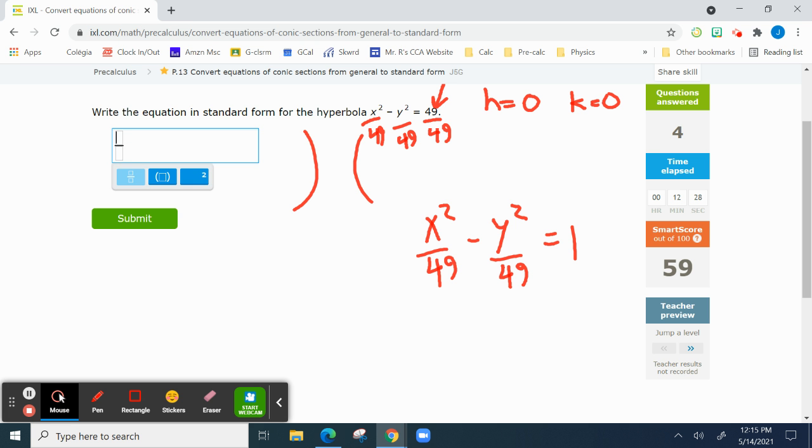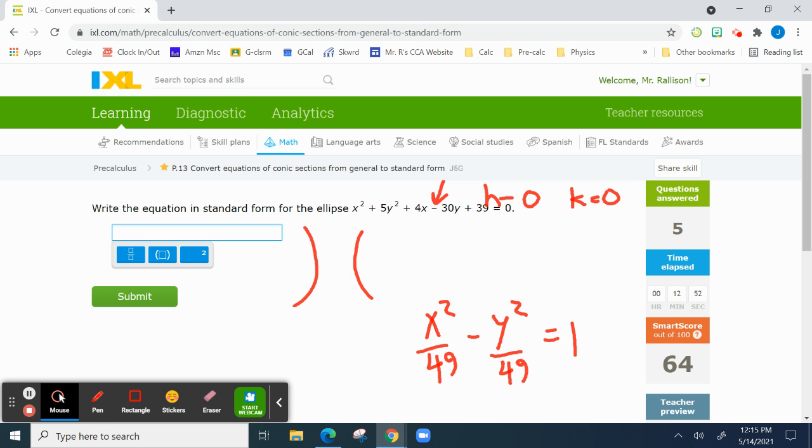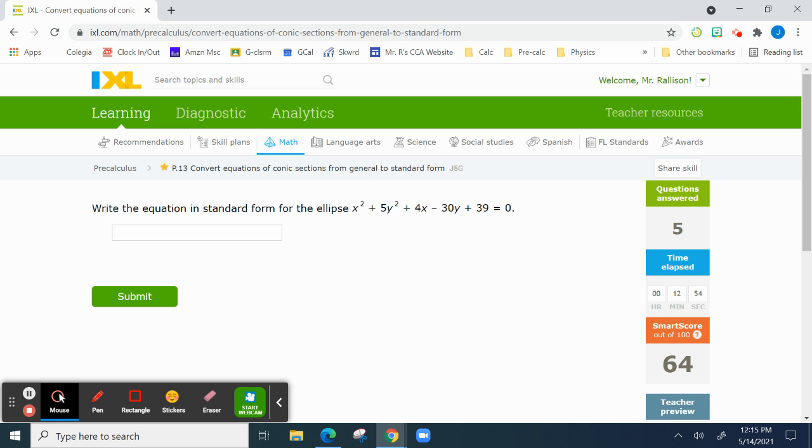So x squared over 49 minus y squared over 49 equals 1. Now, why isn't that a circle? It's because there's a minus there, right? Okay, we'll erase that.